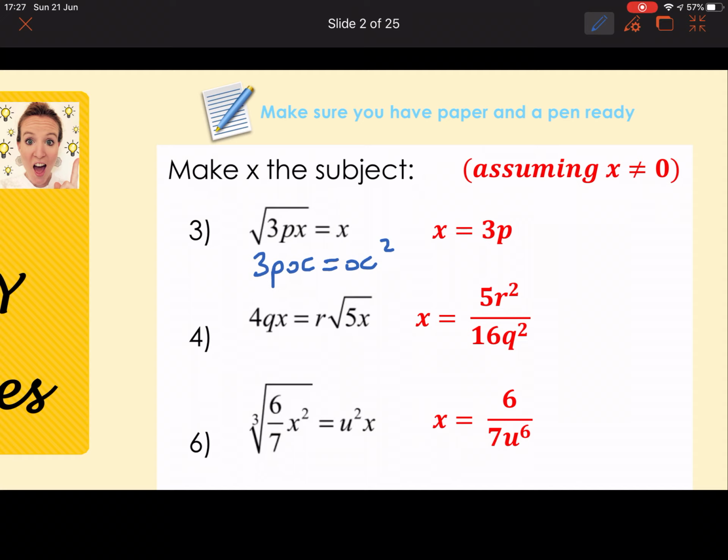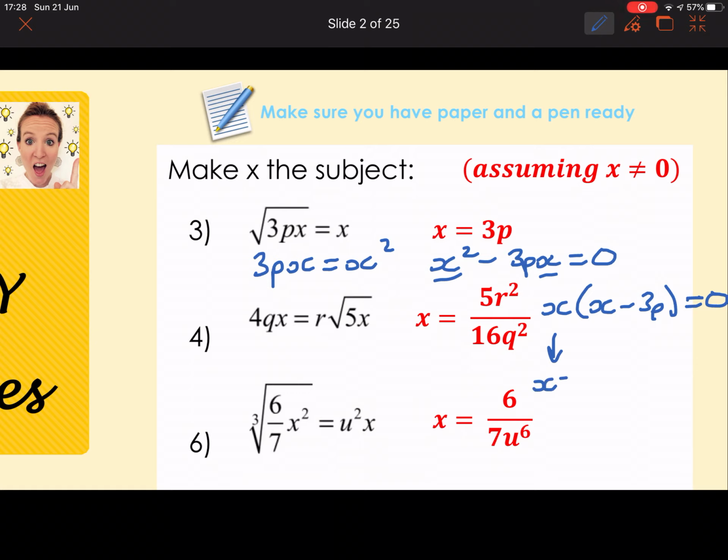If we instead change that to x squared minus 3px equals 0, so can you see I've just moved that 3px onto the other side, I can then take out an x and I'm left with x times x minus 3p equals 0. Okay, factorised. Now if you think about your quadratics, that means one solution is x equals 0 and one solution is x equals 3p.